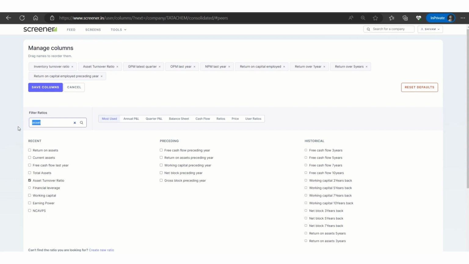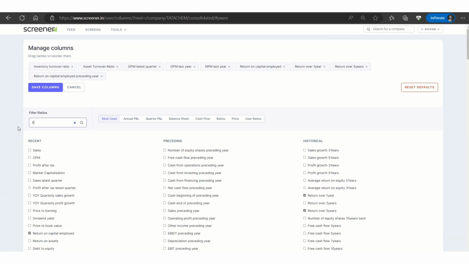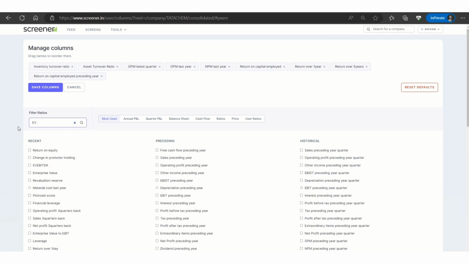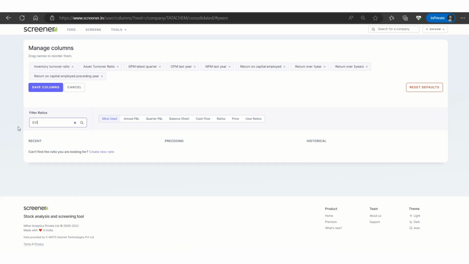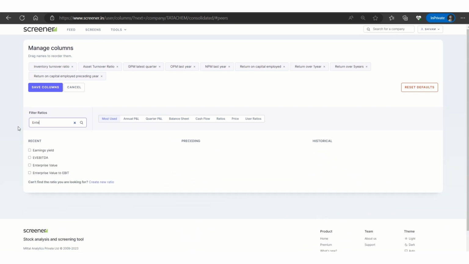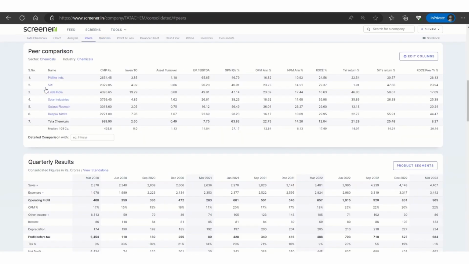And the third thing is your EV by EBITDA. Okay, it might be with some other name. Yeah, it's your EV by EBITDA. So let's just put it here. And let's just save our columns. So you can see that the inventory turnover ratio, asset turnover, and EV by EBITDA pop up for Tata Chemicals along with its peers, and also the median at the bottom. So you can actually analyze like we learned right now.